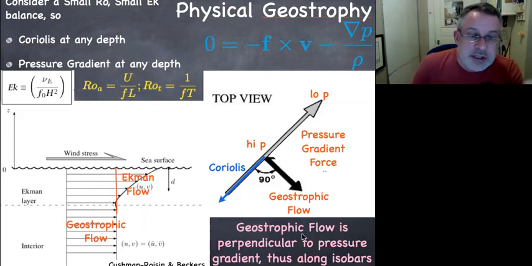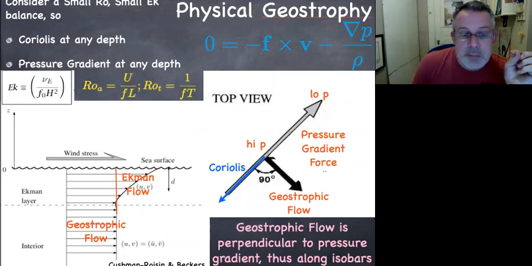Okay, so the geostrophic flow is perpendicular to the pressure gradient force. That means that it is along the isobars. So high pressure would go along this way, low pressure goes along this way, and the flow is right along the high pressure lines. We're going to see more examples of that. So geostrophic flow is perpendicular to the pressure gradient, thus it's along the isobar.